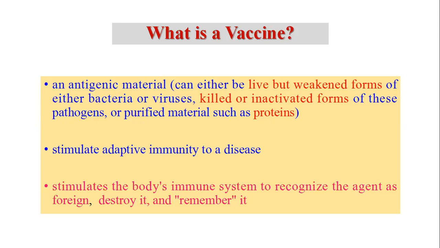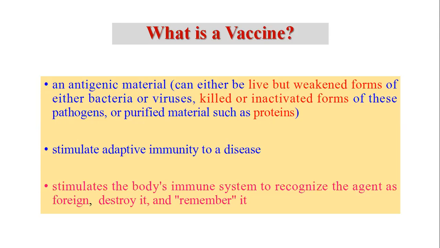So what is this antigenic material doing in our body? It is stimulating the adaptive immune system of our body against a particular disease. If you are injecting influenza virus surface protein, you are developing adaptive, acquired immunity in your system against that particular virus, the influenza virus.